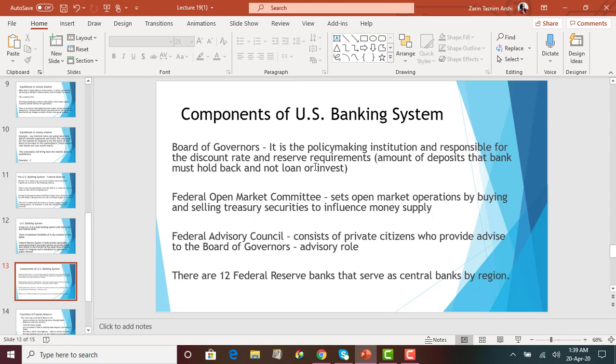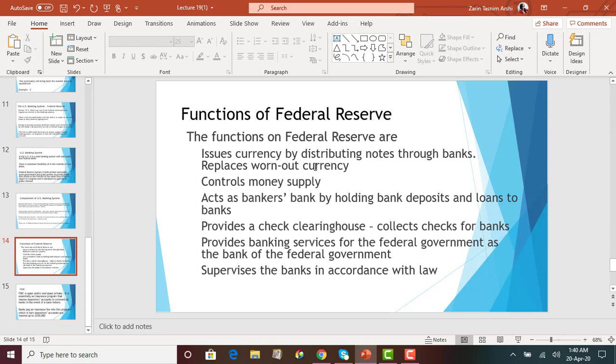These banks operate based on regions. So maybe one bank, let's say there's one in California, will cover California, Oregon, Washington, and Nevada. Let's say we have Texas. This Texas Central Bank will focus on, let's say, Texas, Oklahoma, Louisiana, and New Mexico. So that's how this is divided across the entire nation.